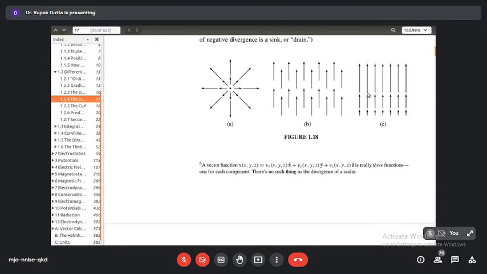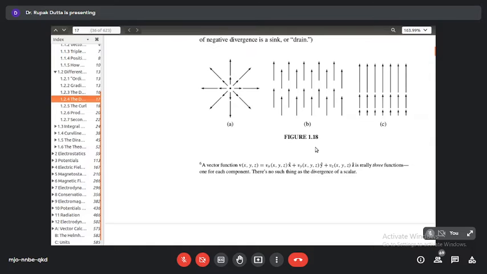What about this one? Positive divergence. This is positive divergence because the magnitude is increasing as you go along this particular direction. Magnitude is increasing, that's why it is called positive divergence. So mainly it depends on the magnitude. Okay? Clear? Yes, sir.